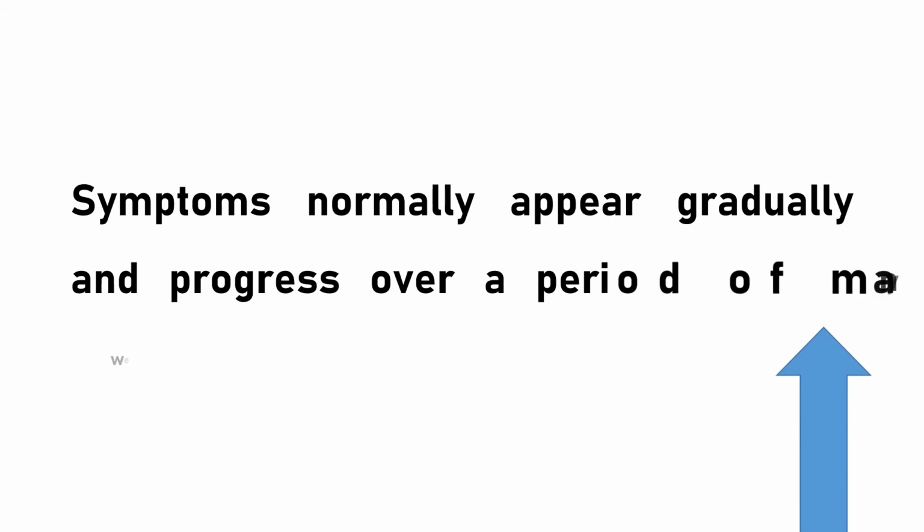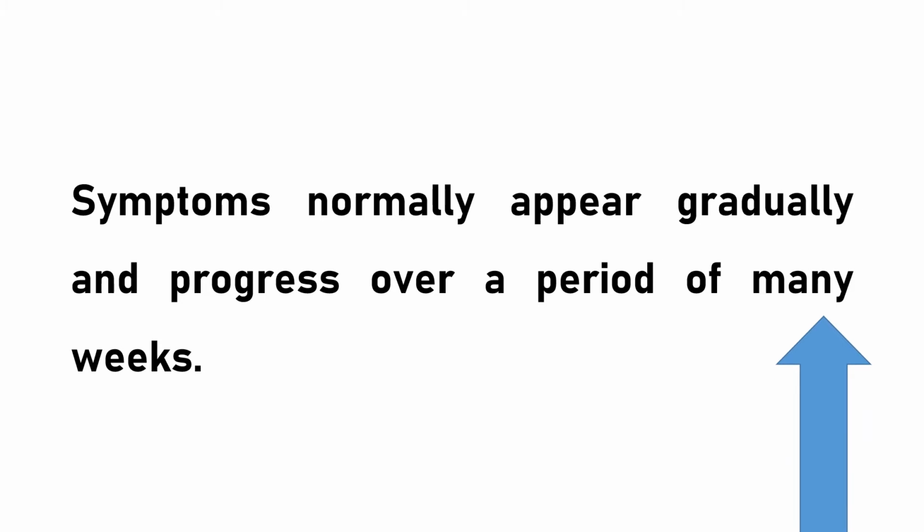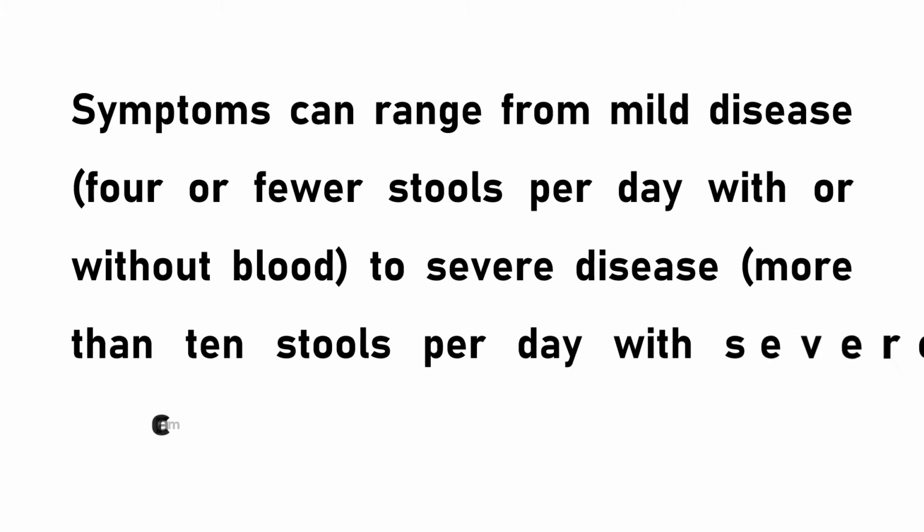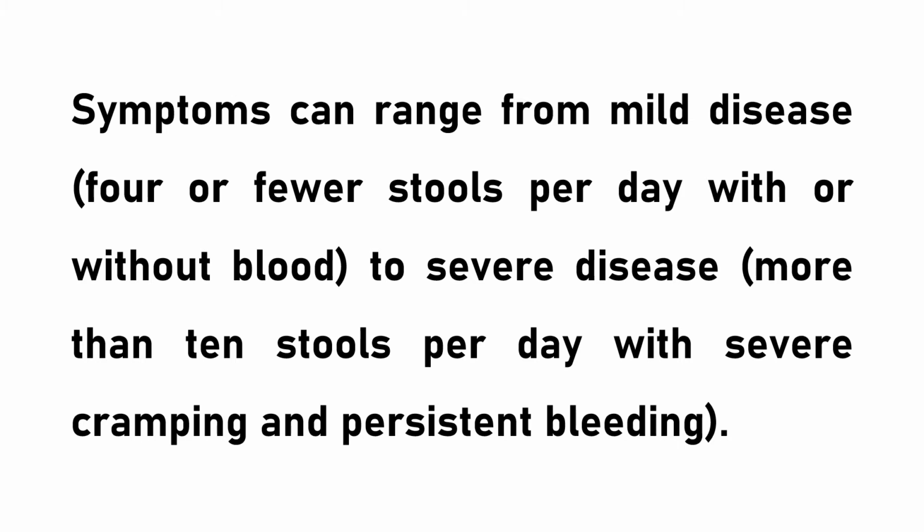Symptoms normally appear gradually and progress over a period of many weeks. Symptoms may be preceded by a self-limited episode of rectal bleeding that occurred weeks or months earlier. Symptoms can range from mild disease, 4 or fewer stools per day with or without blood, to severe disease, more than 10 stools per day with severe cramping and persistent bleeding.